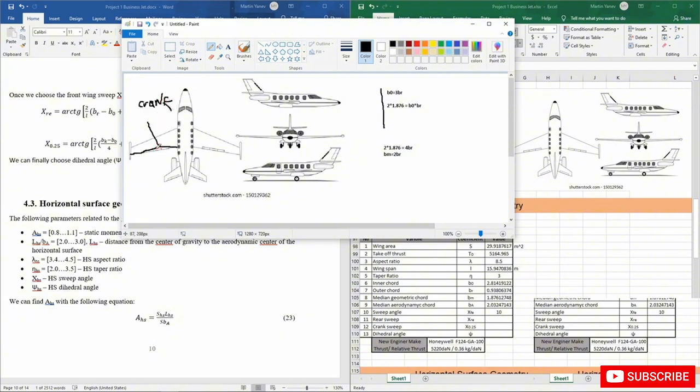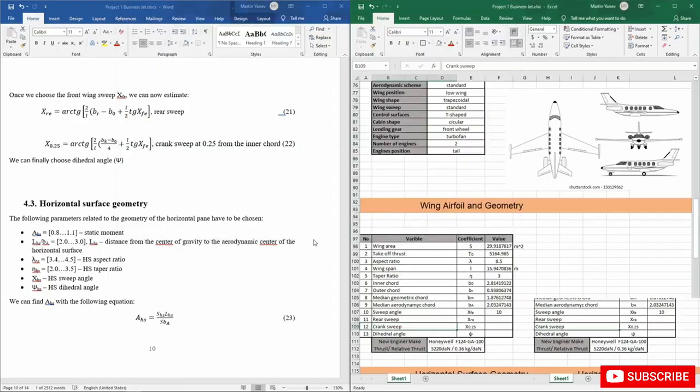Okay, so this is the crank. Set this. Now we can first estimate the rear sweep with this equation here, and this will give us the arctangent of the angle we need. So then we will need to estimate the actual angle.